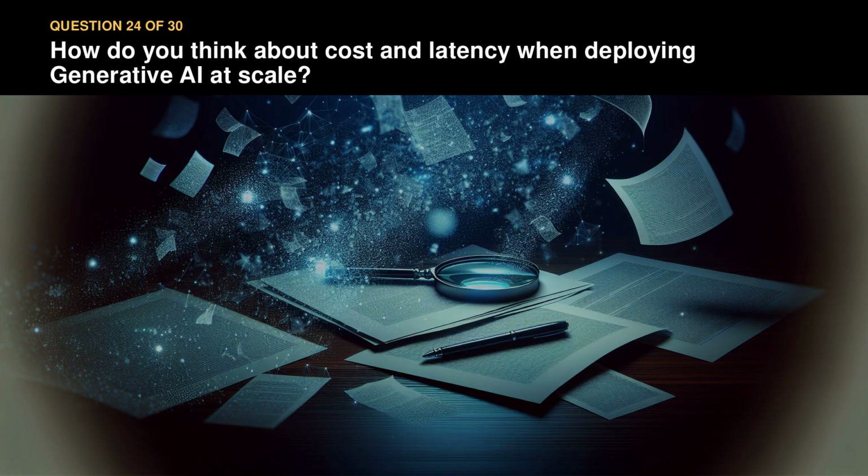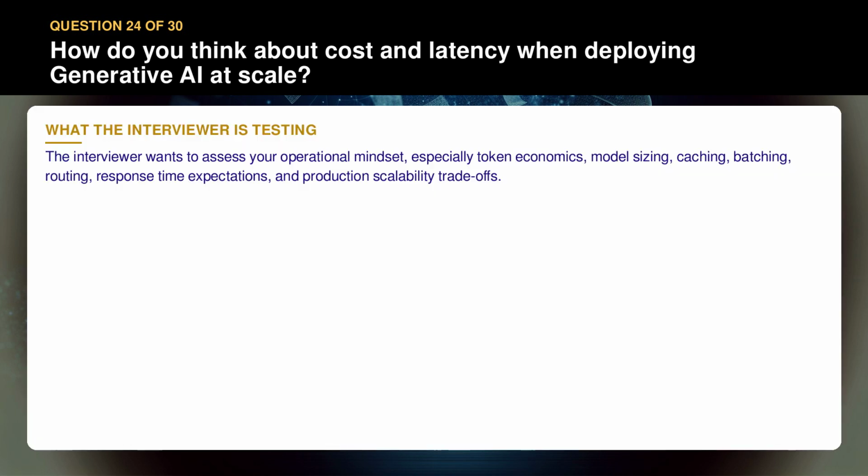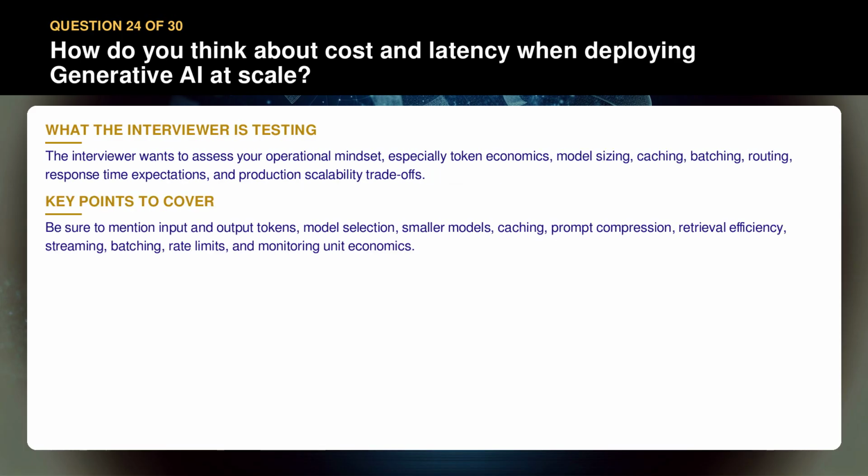Question 24. How do you think about cost and latency when deploying generative AI at scale? The interviewer wants to assess your operational mindset, especially token economics, model sizing, caching, batching, routing, response time expectations, and production scalability trade-offs. Be sure to mention input and output tokens, model selection, smaller models, caching, prompt compression, retrieval efficiency, streaming, batching, rate limits, and monitoring unit economics.